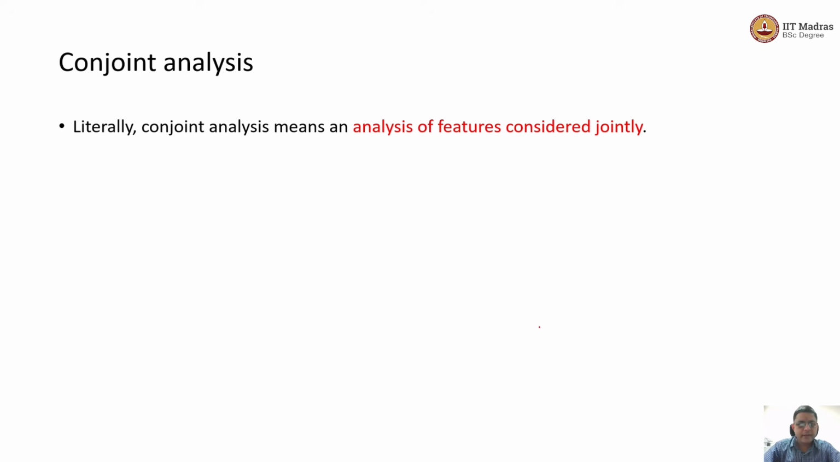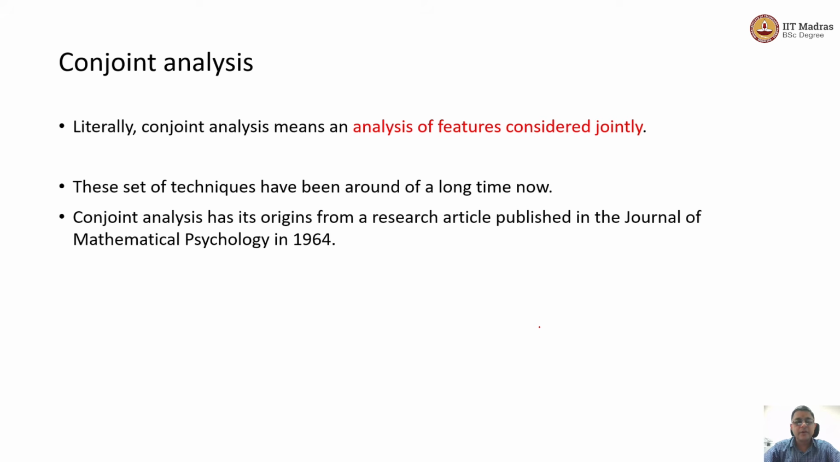This technique is actually not new. It has been around for quite some time. In fact, the origins of conjoint analysis come from a research article that was written way back in 1964, and the article was published in a journal called Journal of Mathematical Psychology, which is very apt, which is why I decided to put it on the slide. We wish to understand the consumer's thinking process. We want to understand consumer psychology by building mathematical models, right? And in this discussion, we are going to discuss two mathematical models. One is a more statistical model and one is an optimization model.